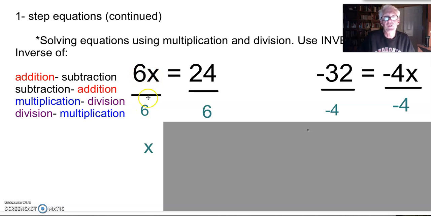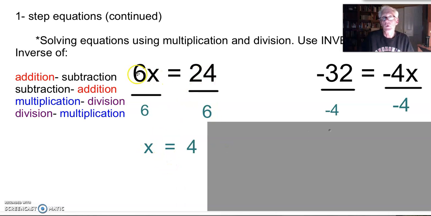But 6x divided by 6 will be 1. 24 divided by 6 is going to be 4. So to undo multiplication, you divide. You do the opposite of multiplication.